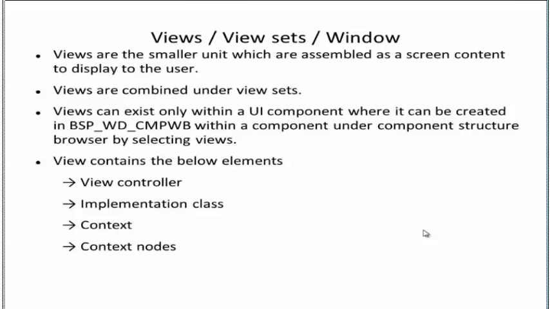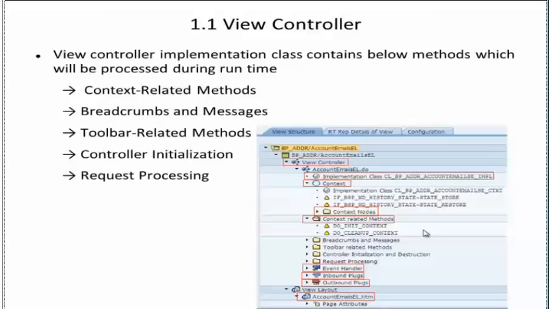So moving forward, this is the slide where we are looking at a view controller. As you can see, all the context related methods, the toolbar related methods, the request processing methods, everything comes under the view controller. Only the context and context nodes come under the model, and the .htm page comes under the view, and all the rest which are present on the screen come under the controller. So even the controller initialization methods, the request processing methods, the context related methods, everything comes under the controller part.